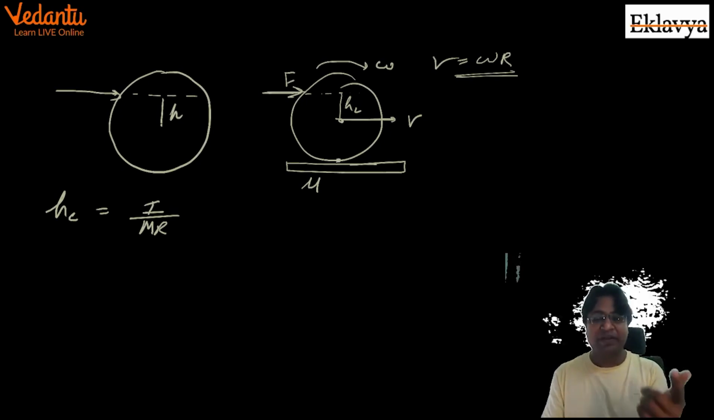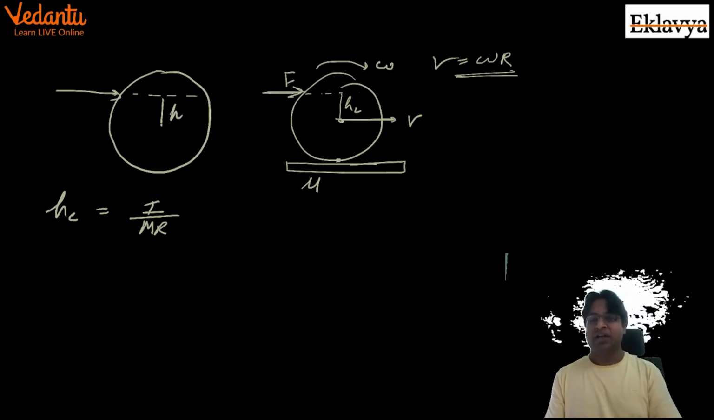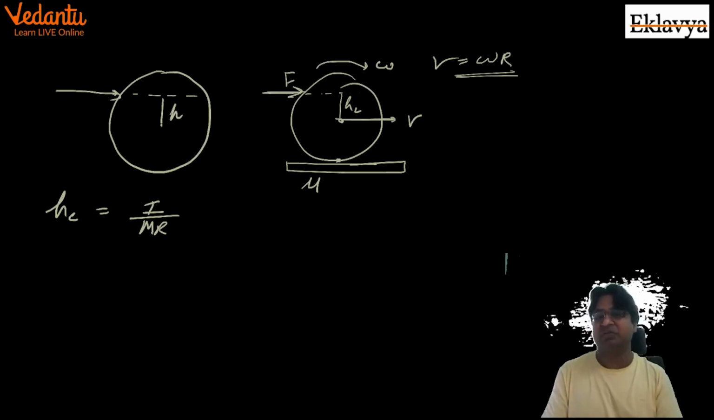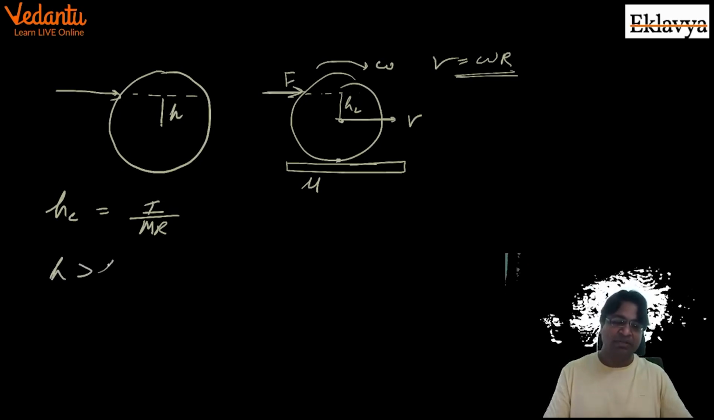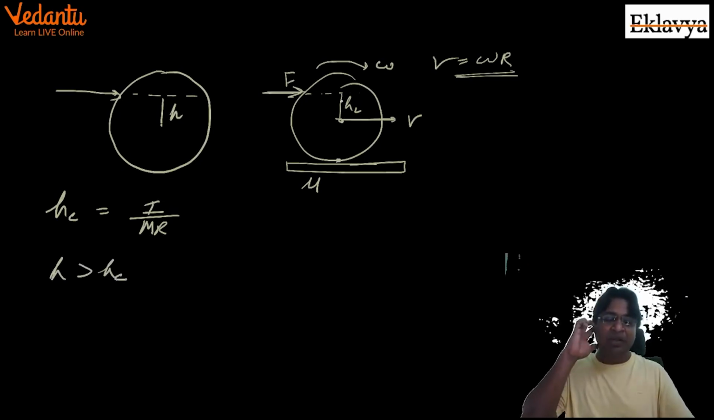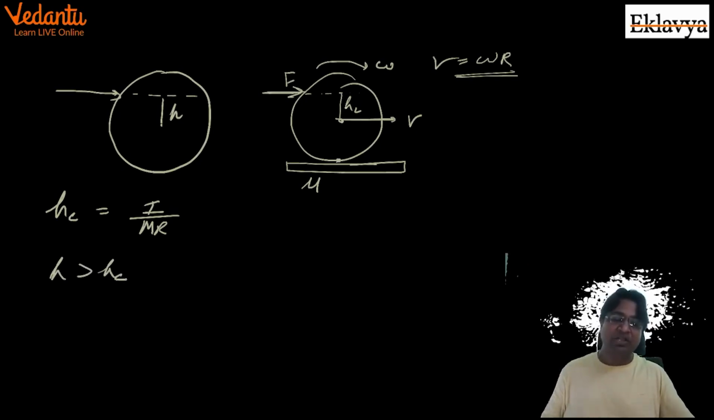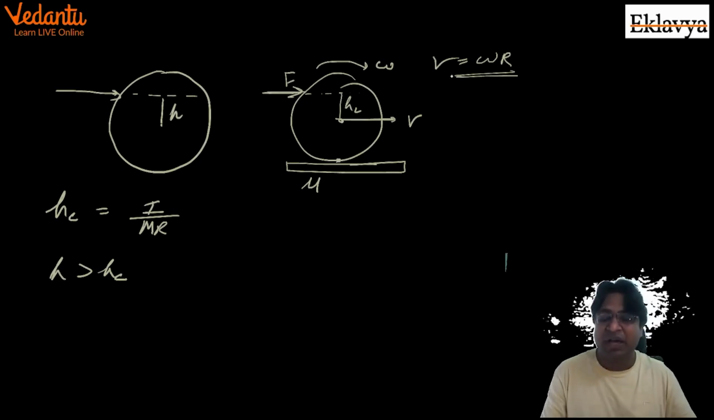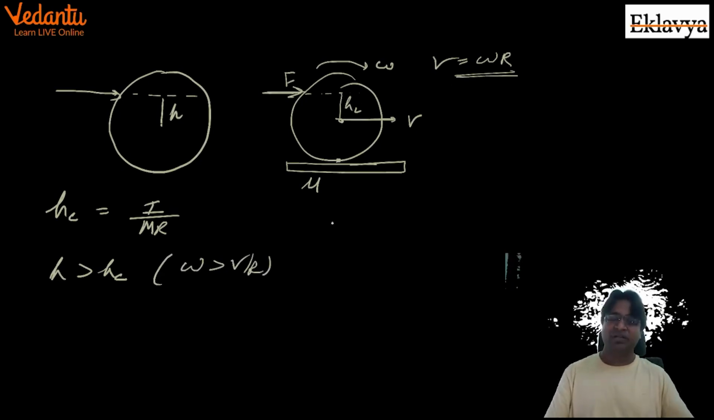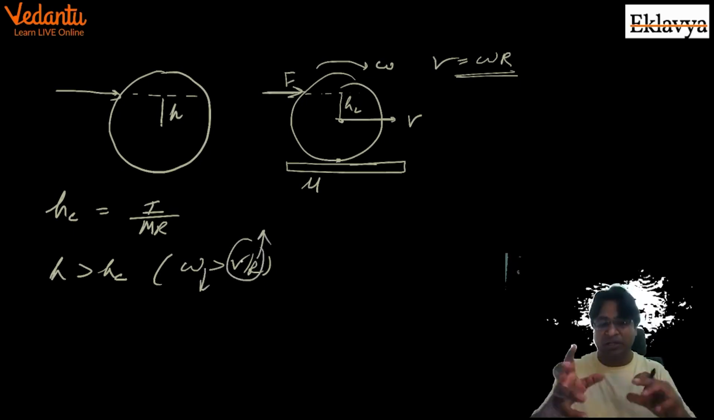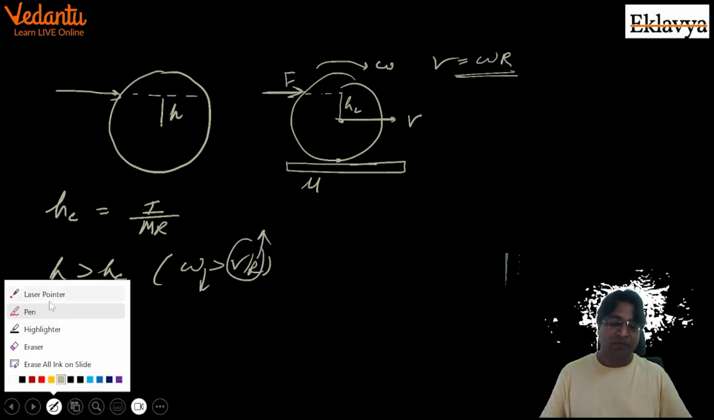Remember, friction develops when the bottommost point tries to move here and there, then the friction develops and prevents the movement. So if, for example, we exert force at a height which is greater than critical height, then this object will tend to have a larger omega as compared to V by R. Like in this case, the omega will become more than V by R. So this point will tend to have backward velocity. So friction will act in the forward direction and it will increase V, it will decrease omega, so that the two can become equal. So that is the role of the friction.